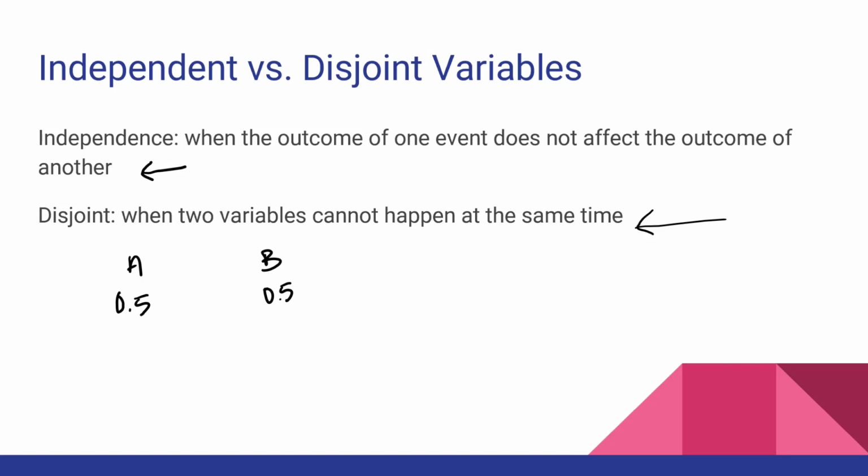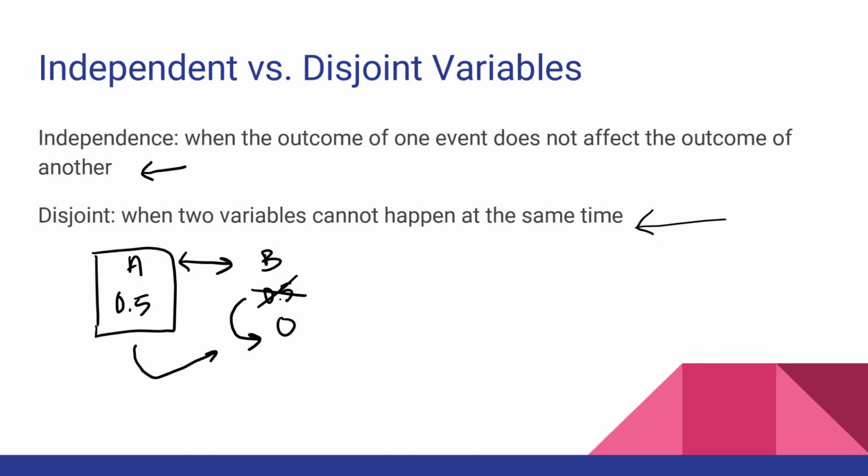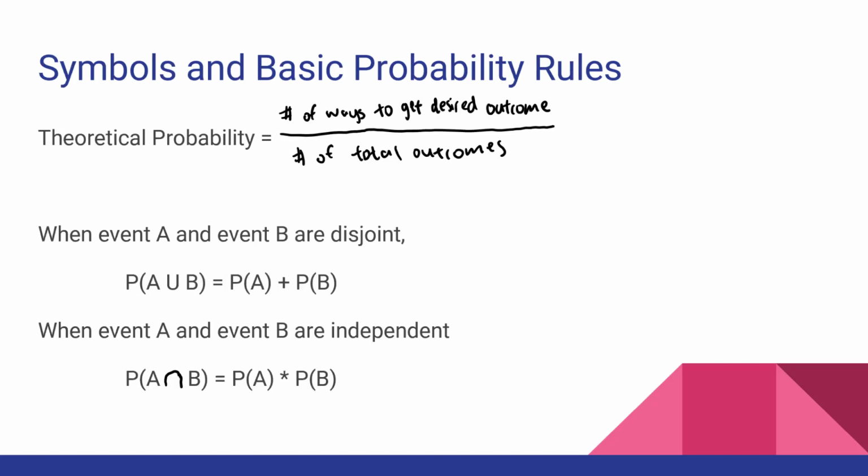Again, these two events cannot happen at the same time. Each of them has a 50% probability of occurring. So let's say event A has occurred. But because these two events are disjoint, that means that because A has occurred now, B cannot occur now. So this 0.5 turns into a 0, because A and B cannot happen at the same time, which changes our probability to 0. So that violates our independence, because the outcome of A has affected whether or not B happens.